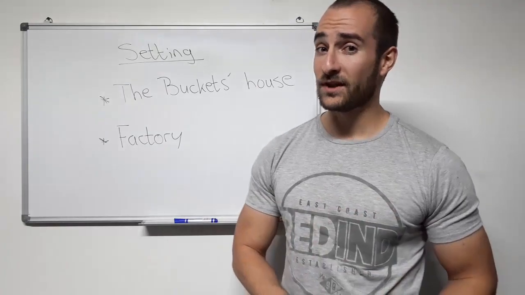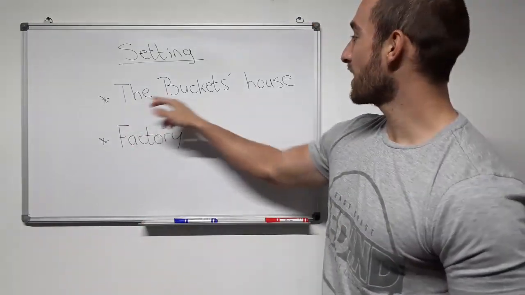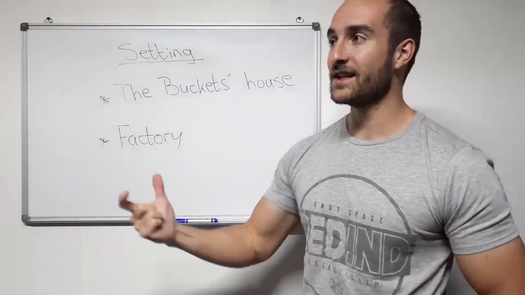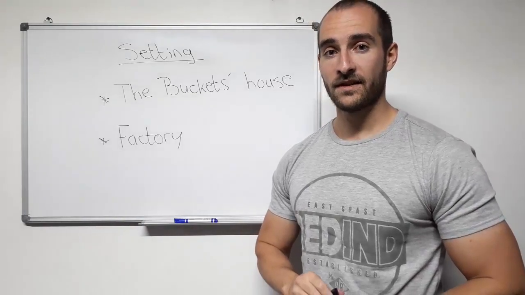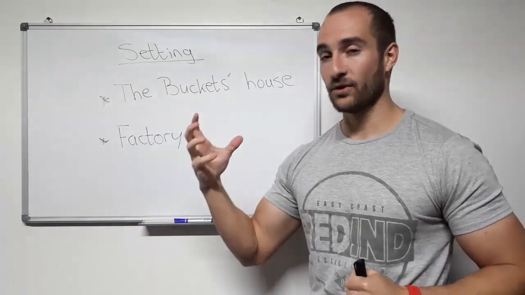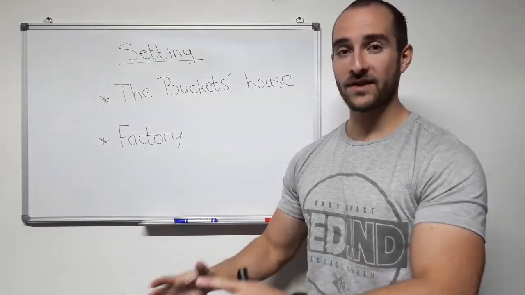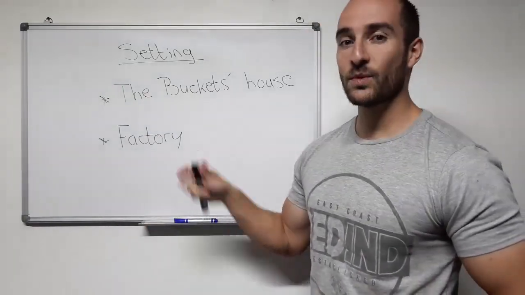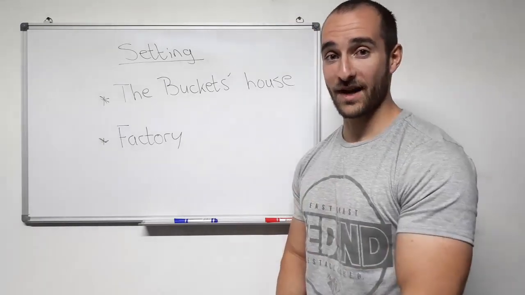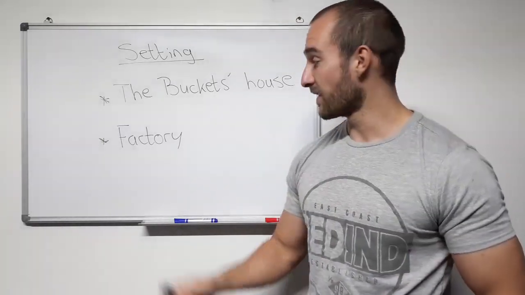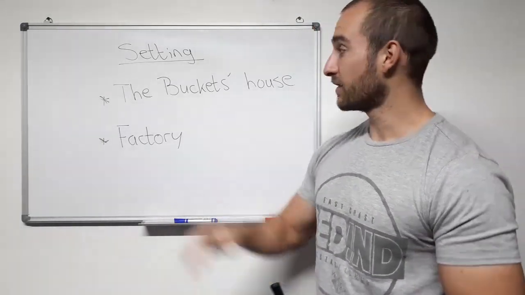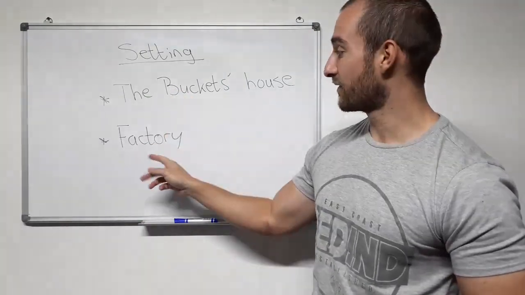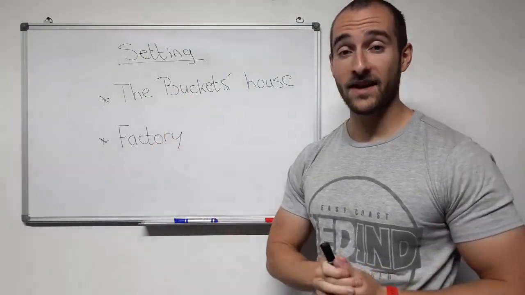Now, an easier way to explain this contrast, think of the Bucket's house as the realistic world out there. It is realistic to think of people who are poor. It's a real thing that really happens in the world. But things like this is what we want. We want these things to happen. A fantasy world, the factory. So you've got realism and you've got basically fantasy.